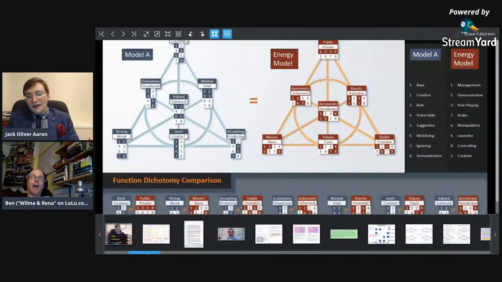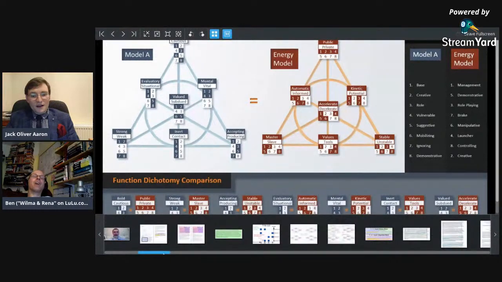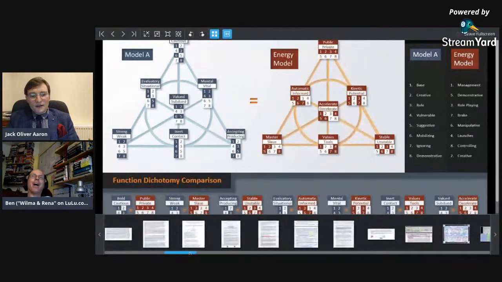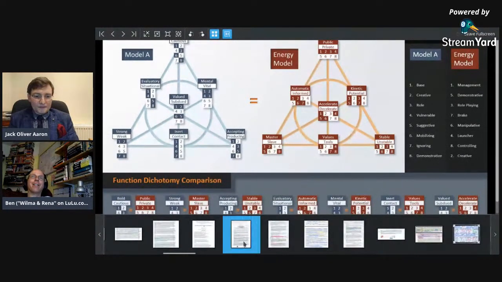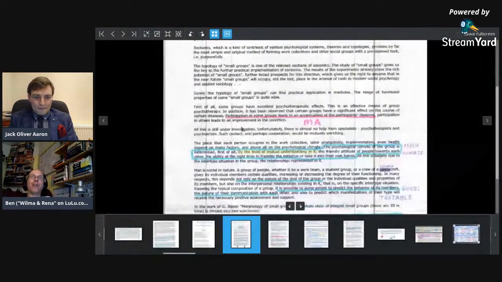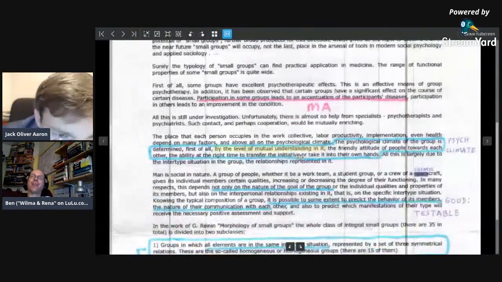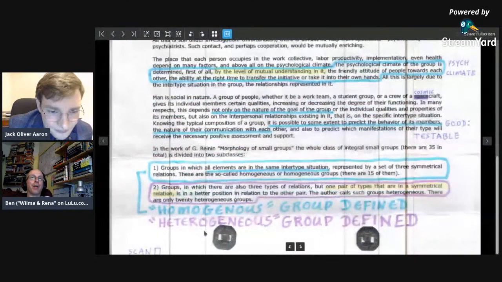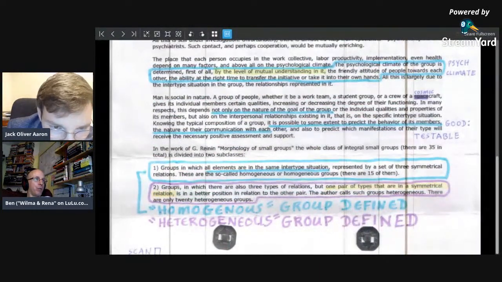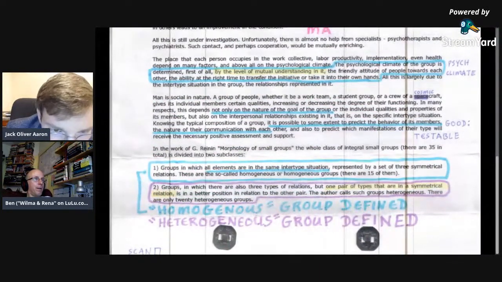Well, there's not much in that, because if you let me show you it, I'll let you know how they did it. I'd appreciate that. It's not brilliant. Okay. I was disappointed. So have you seen this about homogeneous and heterogeneous groups? Okay, in which all elements are in the same intertype situation. Okay.